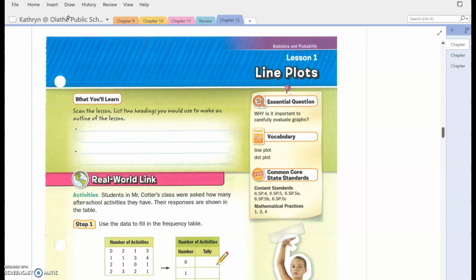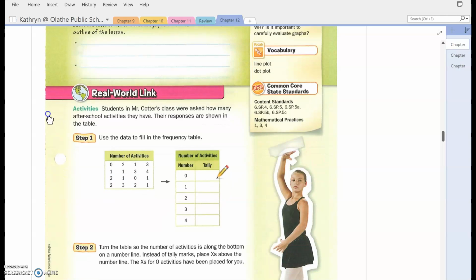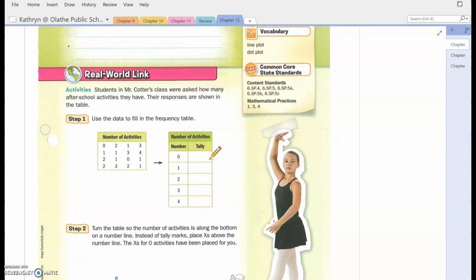Okay. Line plots should not be anything new to you. You would have seen them before, so we are just going to use some prior knowledge that you have, and we're going to practice a quick line plot before we actually look at the data of a line plot. So, first thing here, it says, students in Mr. Cotter's class asked how many after-school activities they have. Their responses are shown below in the table. Okay, so number of activities, you see you have 0, 2, 3, 1, whatever.